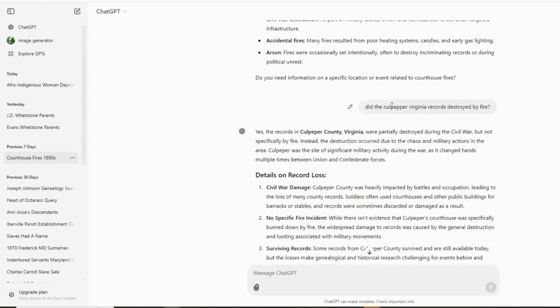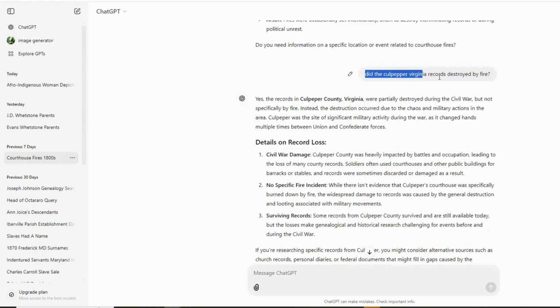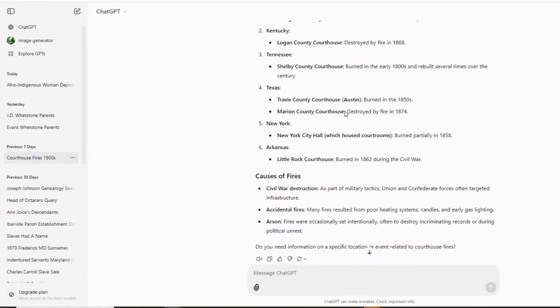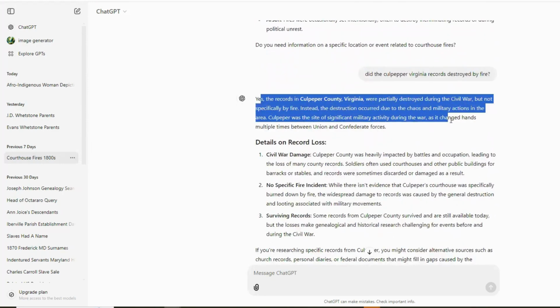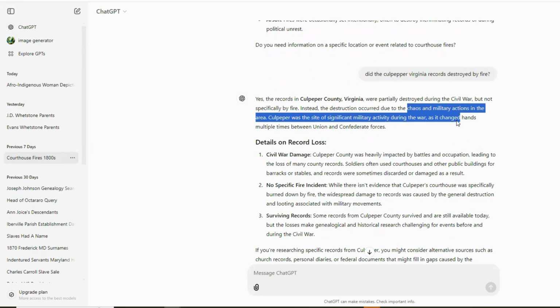And I said, okay. Then I came back and I said, before Rodney, were the Culpeper, Virginia records destroyed by fire? Because I didn't see Culpeper at the top. It came back and said, yes, the records in Culpeper were partially destroyed during the war, not by fire, but because of the chaos and military actions in the area. Culpeper was the site of significant military activity during the war, as it changed hands multiple times.